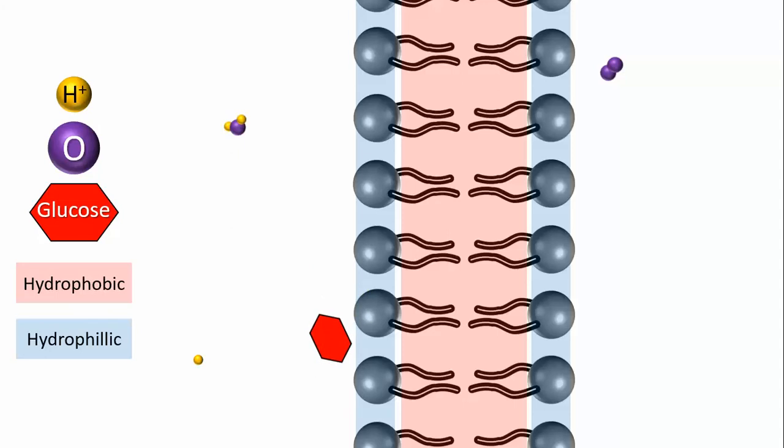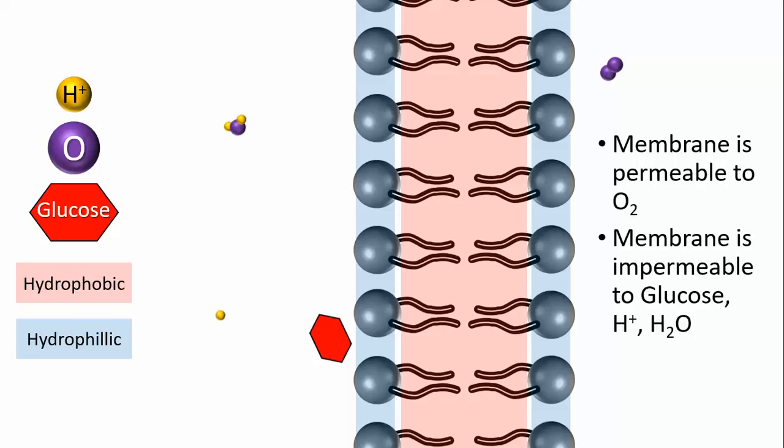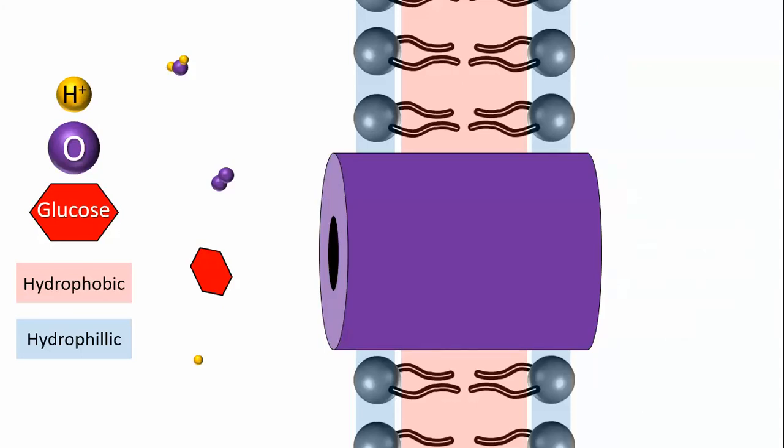And then highly concentrated charges like ions will also not be able to cross the membrane because they are repelled by that hydrophobic layer. Or you can say they're attracted to the hydrophilic layer. So that's what can cross the membrane. If it's large, like that glucose molecule, or charged, like that hydrogen ion, it will not be able to cross.